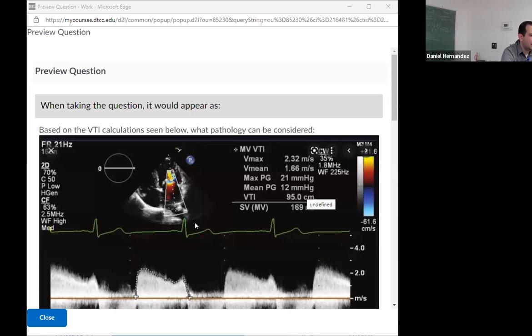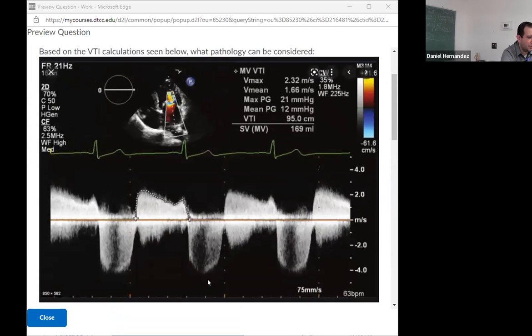This is showing a pulse wave Doppler of the mitral valve. Here they're tracing your mitral inflow, and when you trace the mitral inflow like this, you're getting the VTI, and that calculates your mean pressure gradient as well as your max pressure gradient. You have a mean pressure gradient greater than 10, so this indicates severe mitral stenosis. Don't even worry about the mitral regurg that you're seeing here.